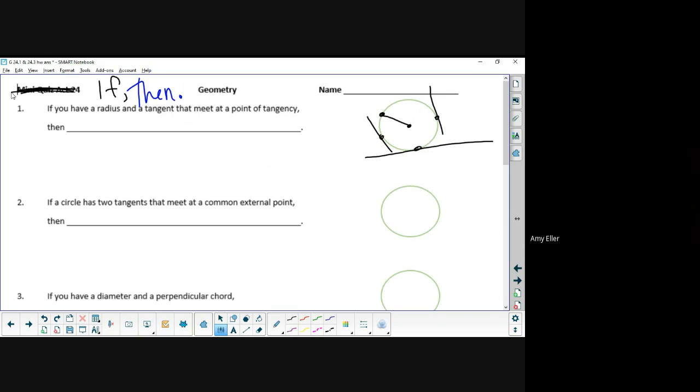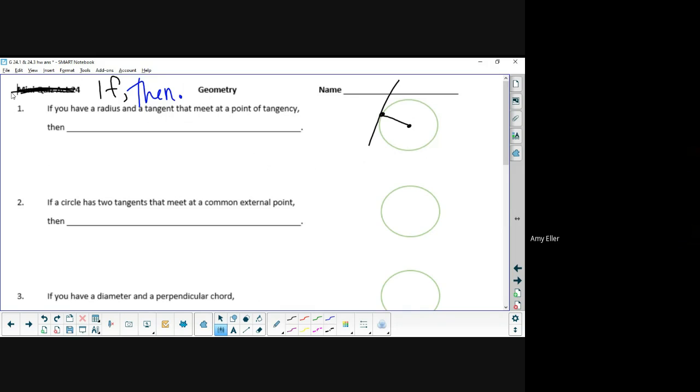The point they meet is called the point of tangency. So I want you to draw a tangent line that touches your radius. This is the only tangent line that touches the radius. So let me read the if one more time. If you have a radius, got it, and a tangent, got it, that meet at the point of tangency. This is where they meet. It's called the point of tangency. Go ahead and set your pencil down, grab your pen.